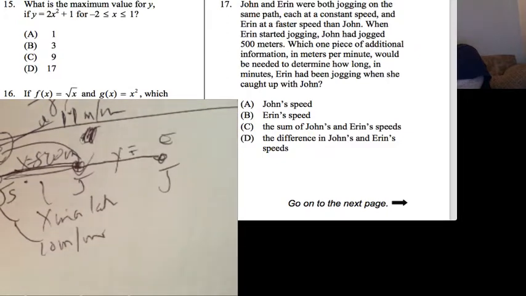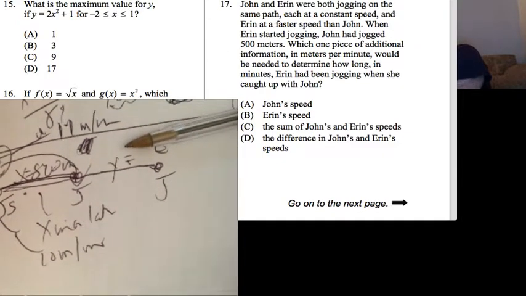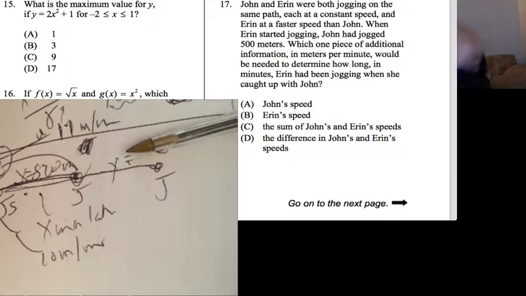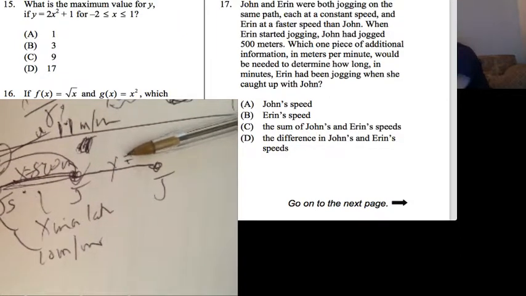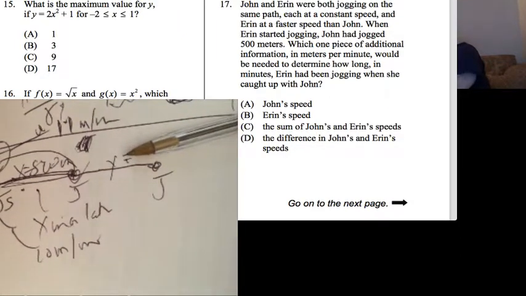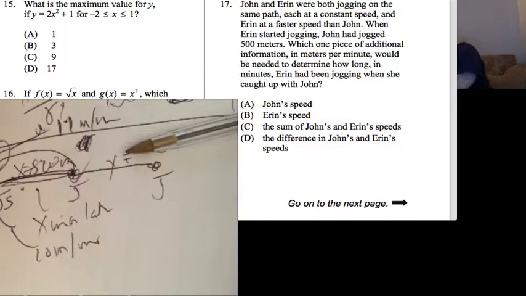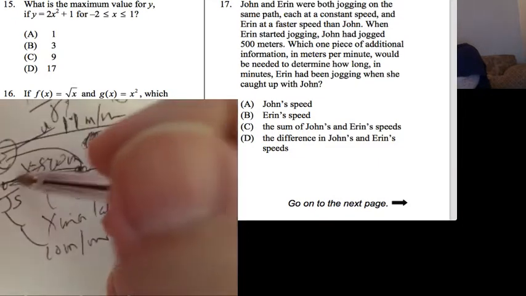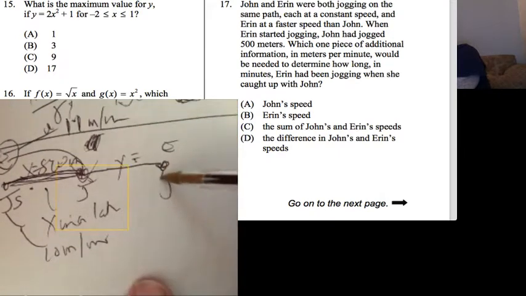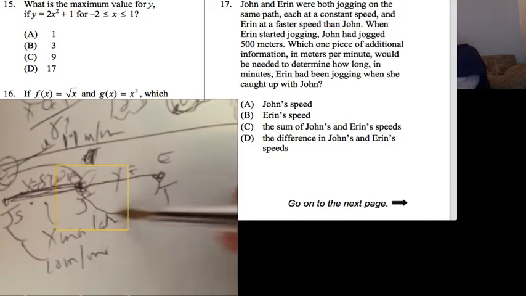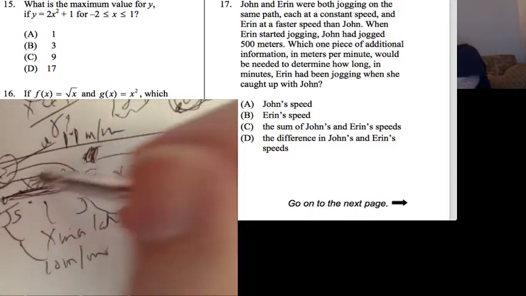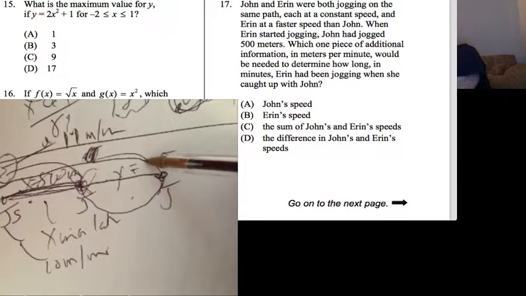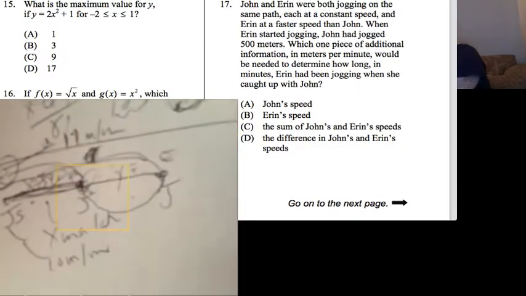So, do we need to know John's speed? Yeah, that would be helpful, but that's not going to determine how long. Do we need to know Aaron's speed? Yeah, we do, but not just Aaron's speed. We need both of their speeds. Do we need the sum of their speeds? Well, think it through logically. We're trying to find out what happens with John while she's still trying to traverse the whole route. So just logically, the sum of their speeds doesn't really help us.